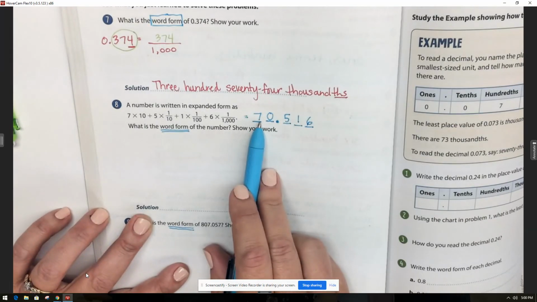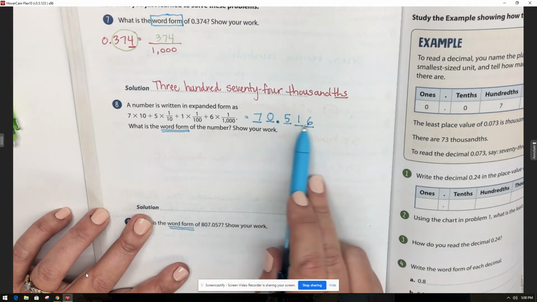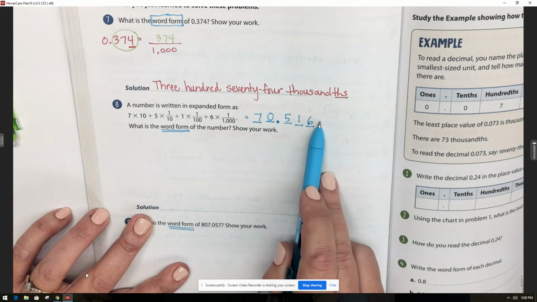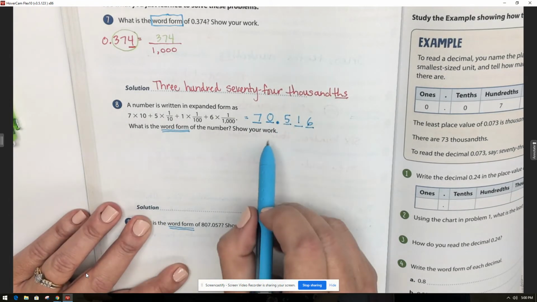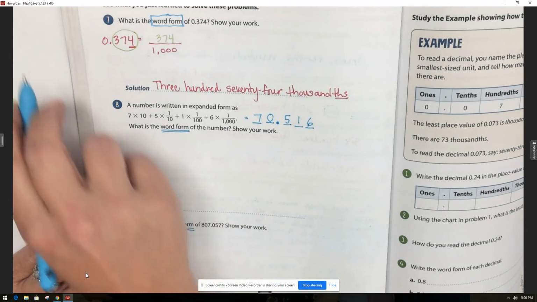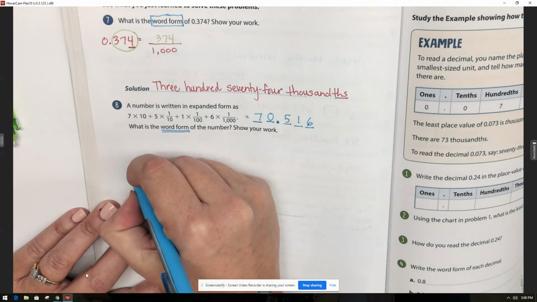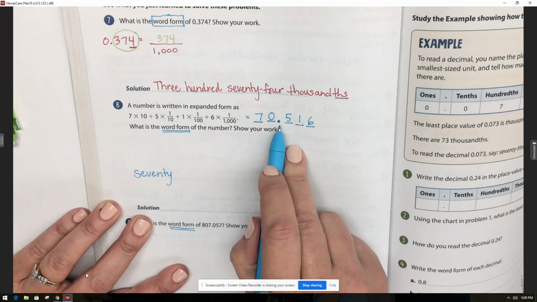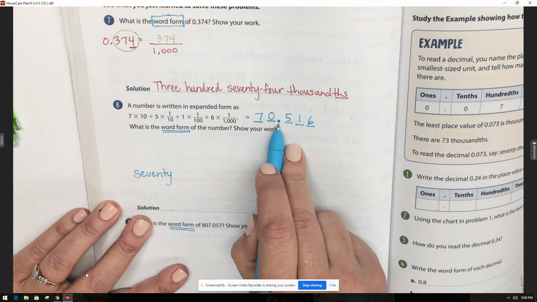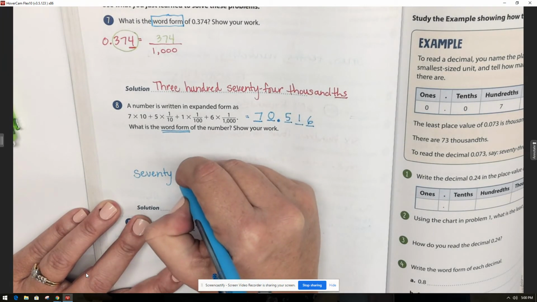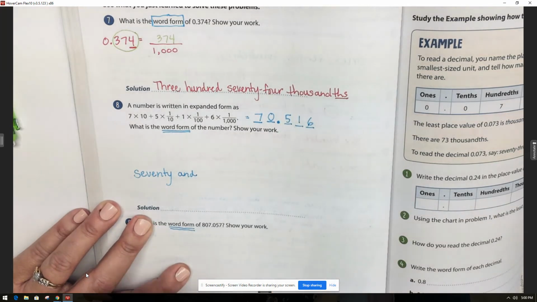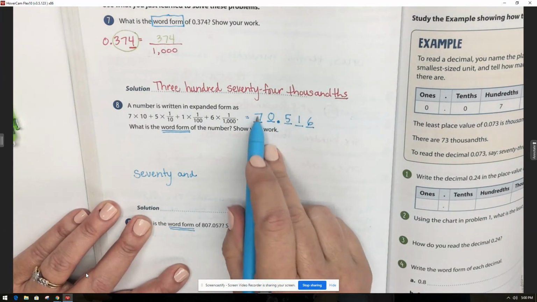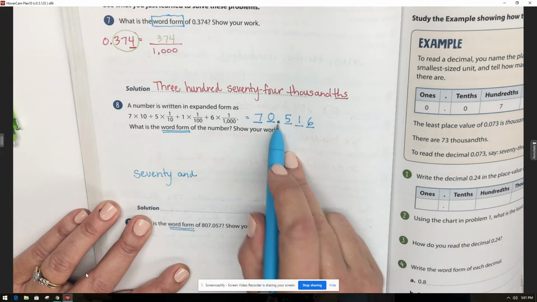So we have 70 and this part here. So we know the 70. That's the easy part. So let's go ahead and write 70. We know we have 70. And then we know that what word stands for decimal? That's right, and. Okay, that's the fairly easy part because we know this is 70 and this is and.